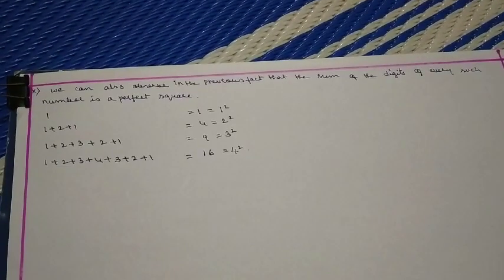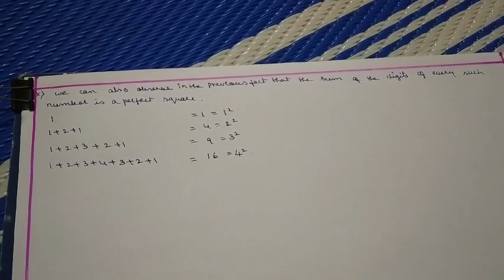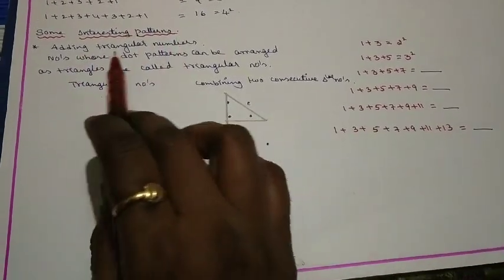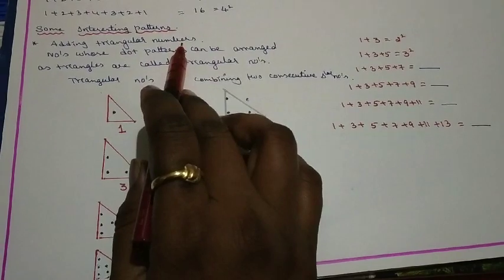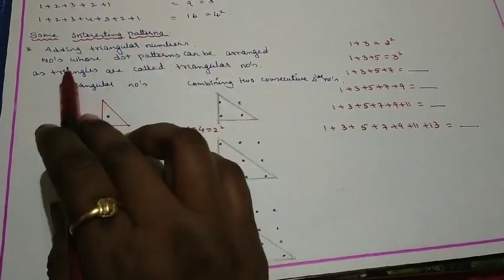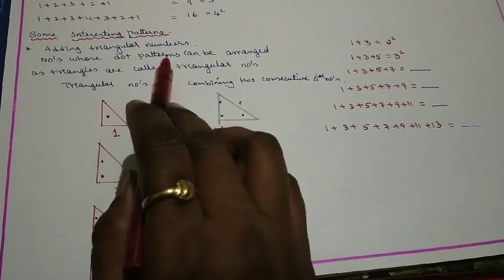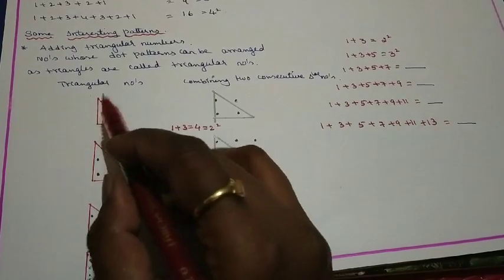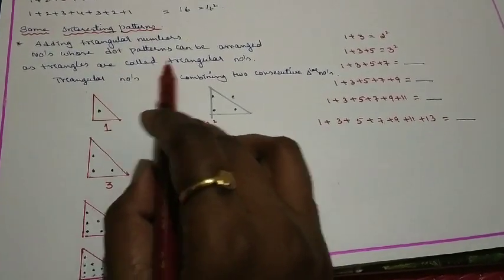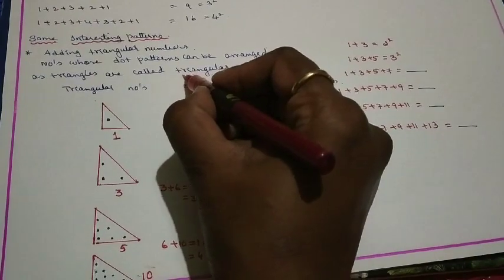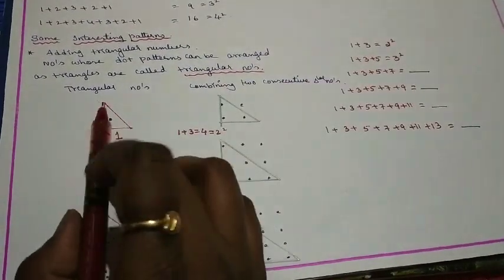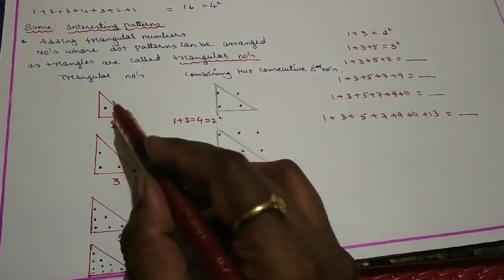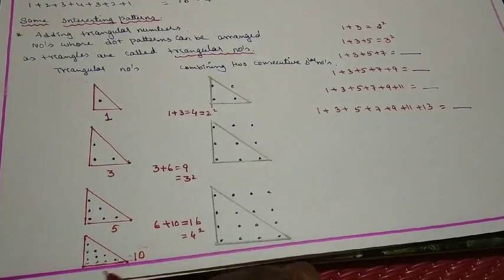Now we'll go for the next concept, children. That is some interesting patterns. Adding triangular numbers, that is numbers whose dot patterns can be arranged as triangles. Dot patterns which can be arranged in the form of triangles are called triangular numbers. So here you can observe the triangular numbers 1, 3, 6, 10.